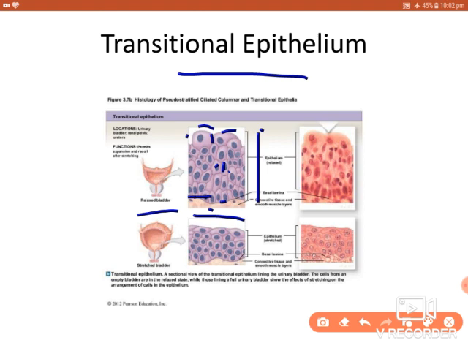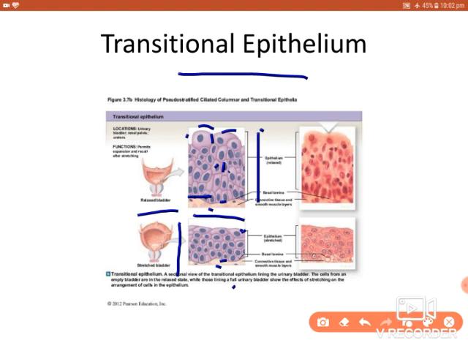When the bladder gets filled and distended, the superficial cells become flattened and appear as squamous cells. Then the basal cells change to cuboidal cells. So it appears as stratified squamous epithelium. This lining epithelium is transitional, but when it gets stretched, it appears as stratified squamous epithelium.